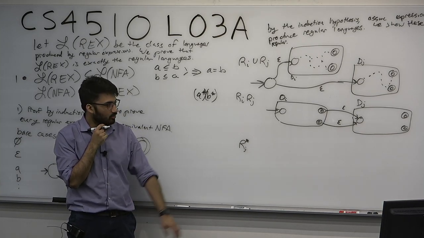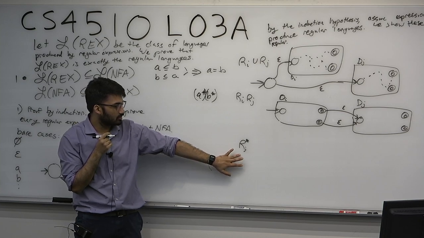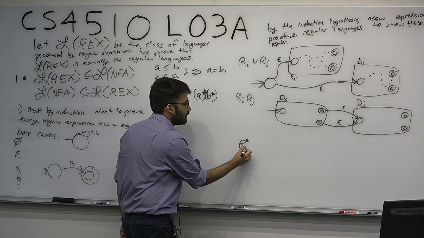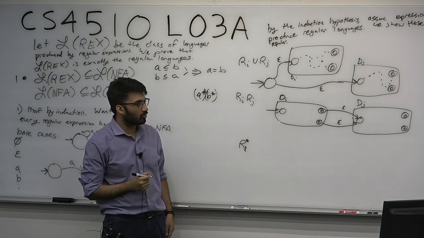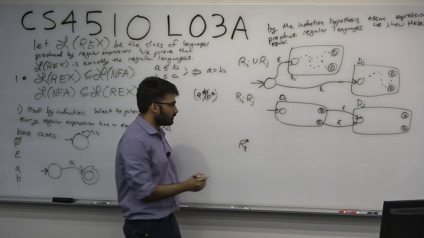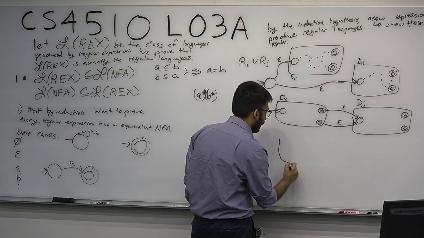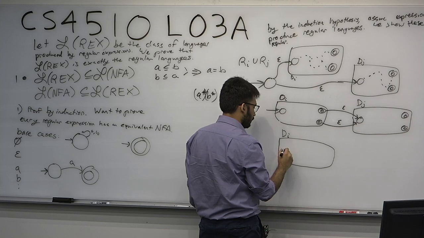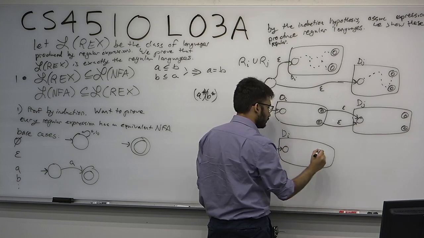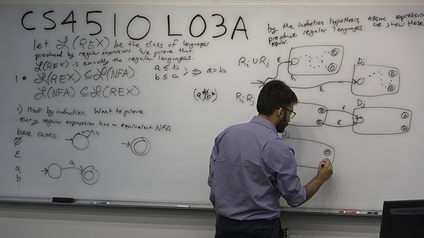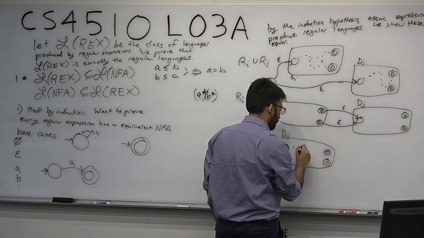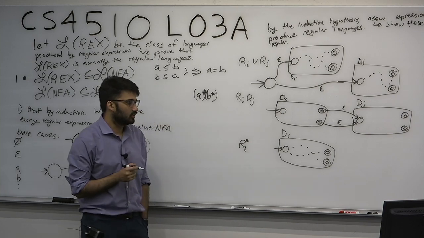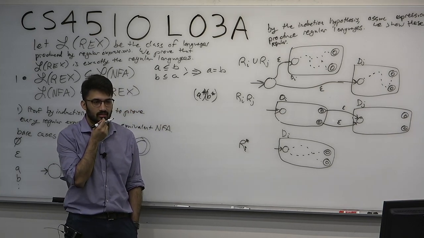Okay. So this one's a little harder. RI star. We're going to do a similar pictorial proof here. So we don't have RJ, so we're just going to do one RI. One start state. Some accept states. Let's let this one think for a minute, because this one's actually a little hard. The expected solution is actually not correct.